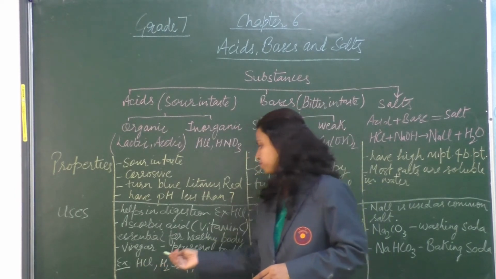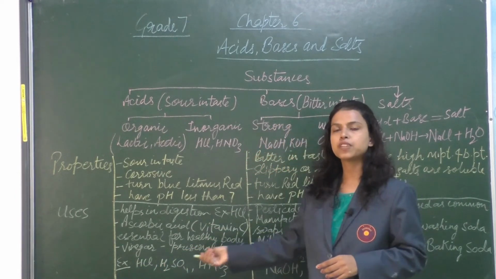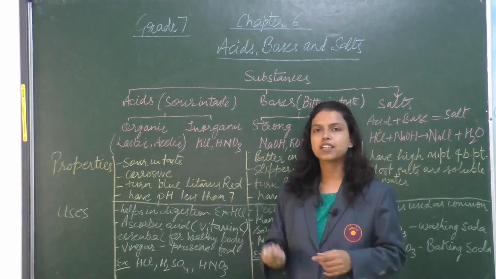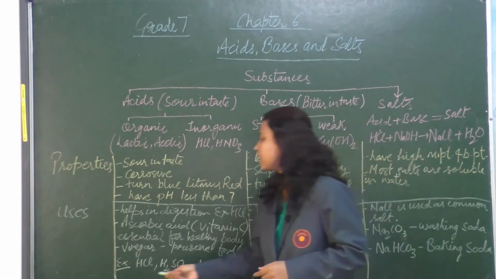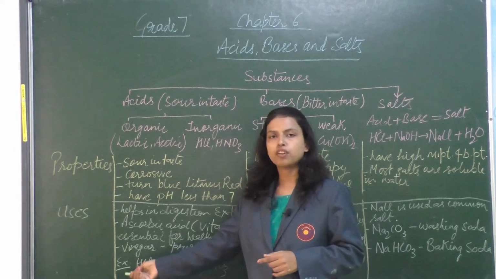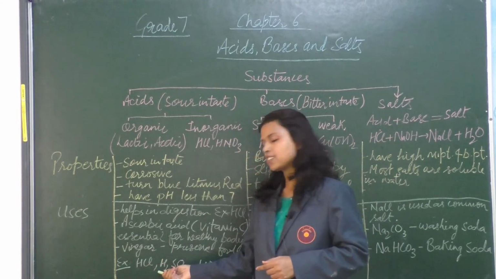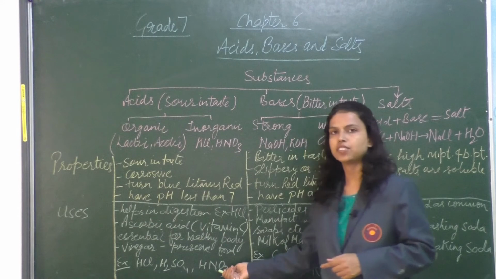Then vinegar is used to preserve food, like in pickles and all, we use vinegar. Now the examples of acids are hydrochloric acid, sulfuric acid and nitric acid.